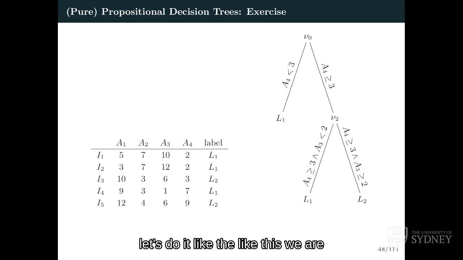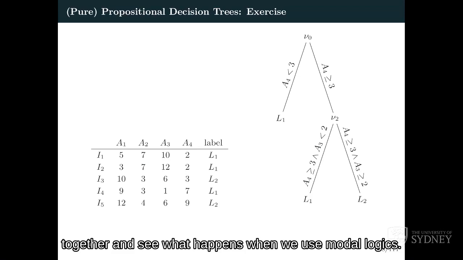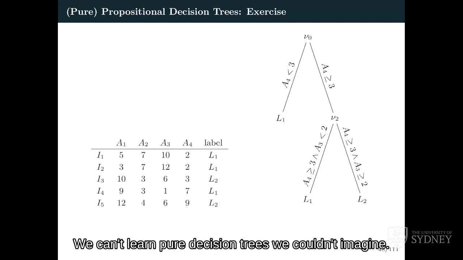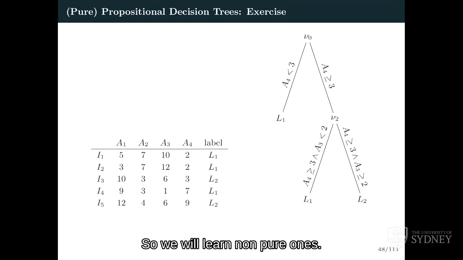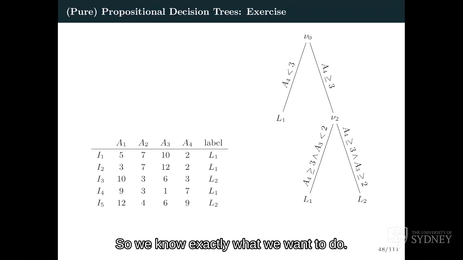Let's do it like this. We are cooking something, and what we did today is we collected the ingredients. Now tomorrow, what we're going to do is cook them together and see what happens when we use modal logics. We want to learn decision trees. We can't learn pure decision trees; we couldn't imagine, it's much more difficult. So we will learn non-pure ones, simple ones. We know what we have to do: guarantee correctness, guarantee completeness, and ensure efficiency. So we know exactly what we want to do.